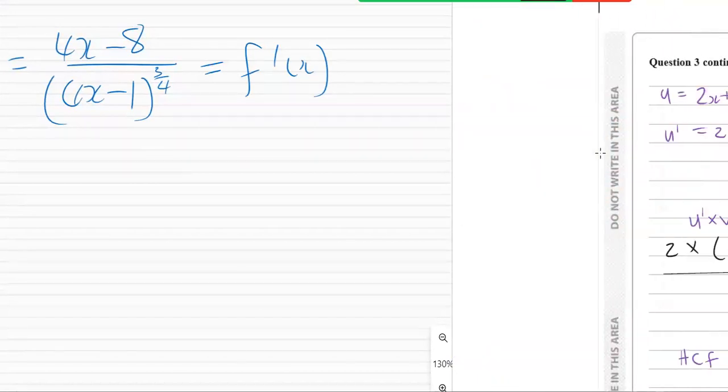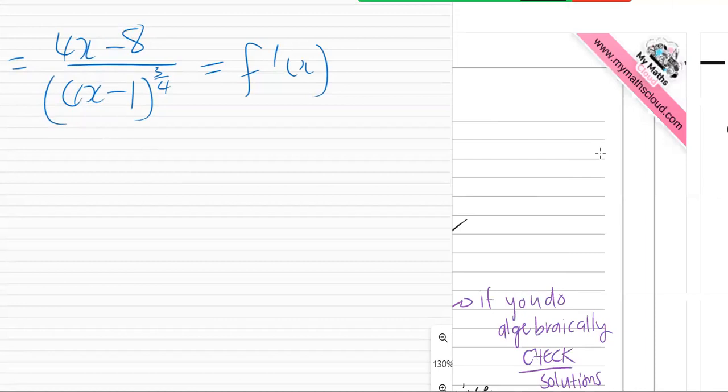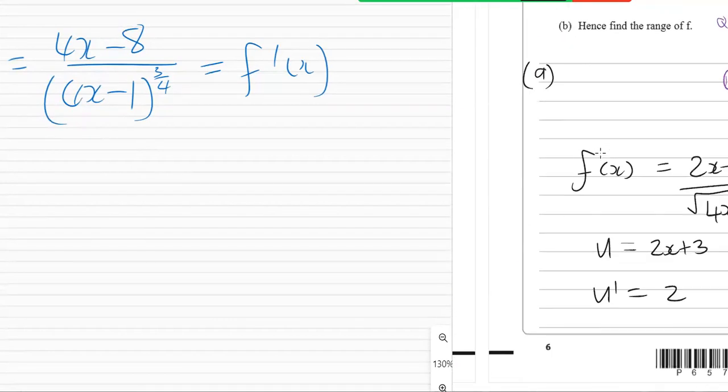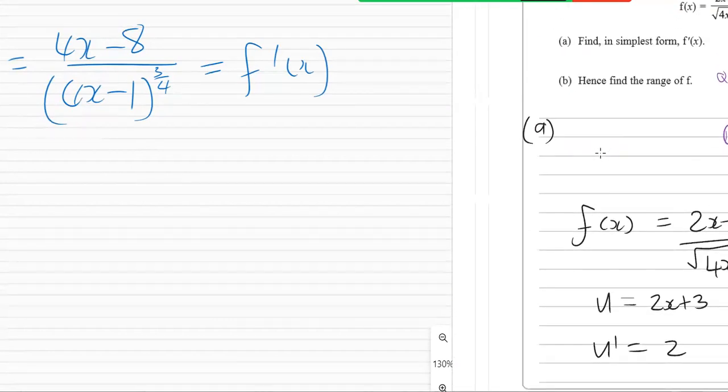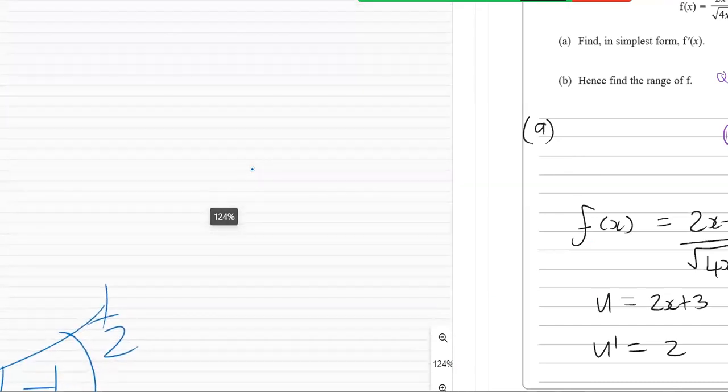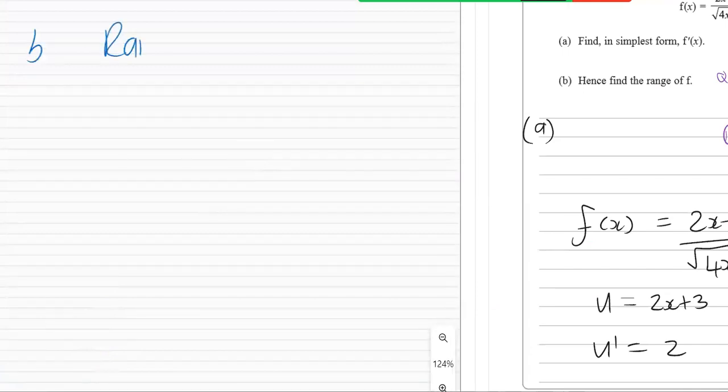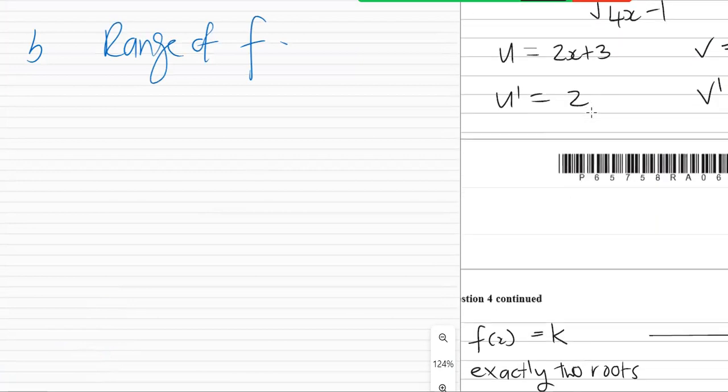What are we on? We're on question 3. B, okay. B asks for us to find the range of f. So range of f. So we've put it in the form that they asked. So let's go get that.